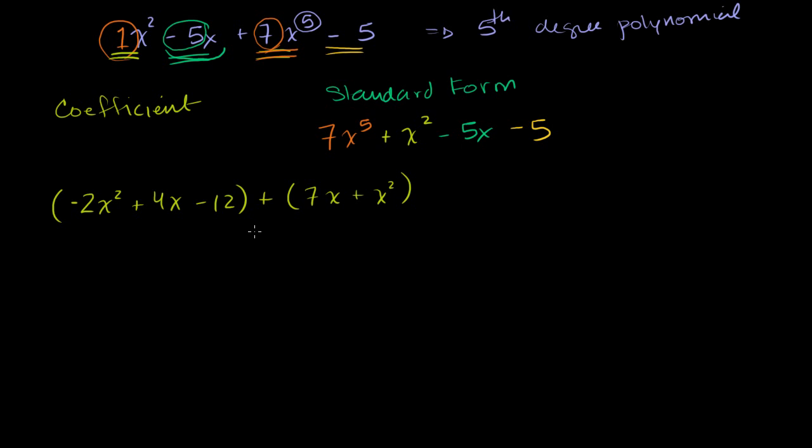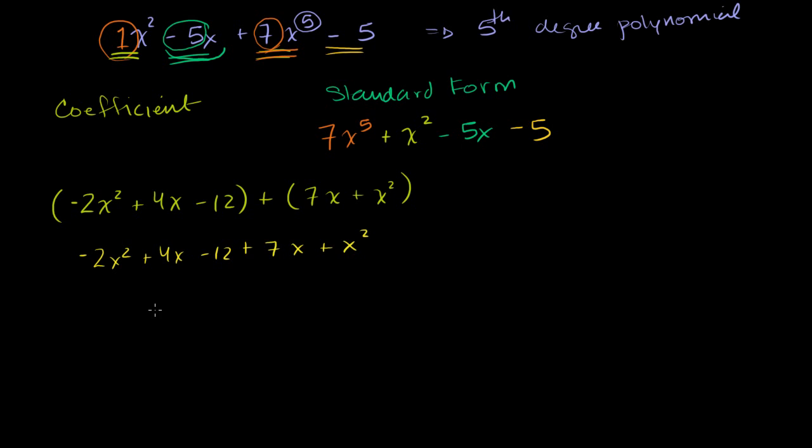Now, the important thing to remember when you simplify these polynomials is that you're going to add the terms of the same variable of like degree. I'll do another example in a second where I have multiple variables getting involved in the situation. But anyway, I have these parentheses here, but they really aren't doing anything. It's not like if I had a subtraction sign here, I would have to distribute the subtraction, but I don't. So I really could just write this as minus 2x squared plus 4x minus 12 plus 7x plus x squared.